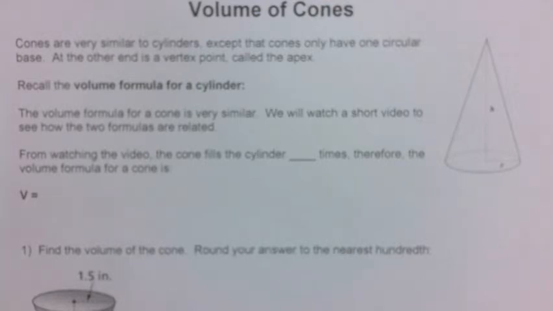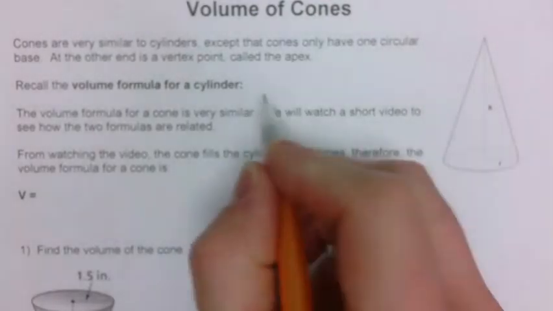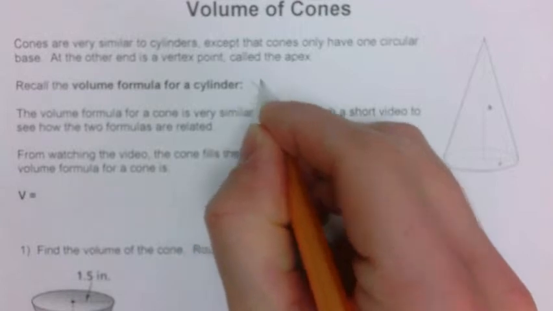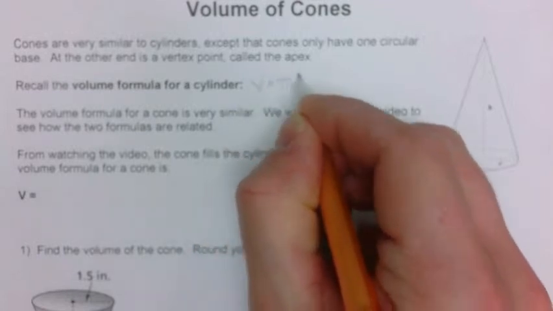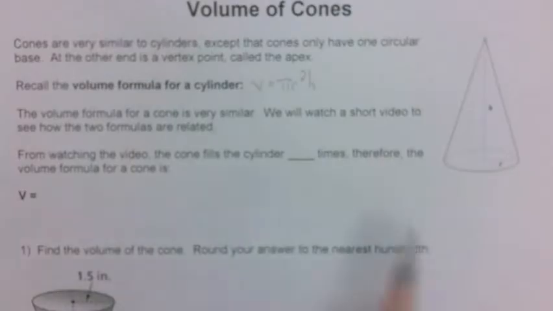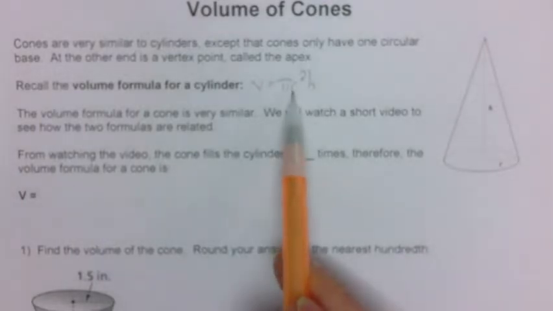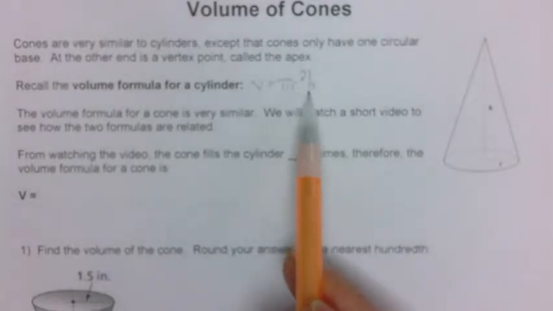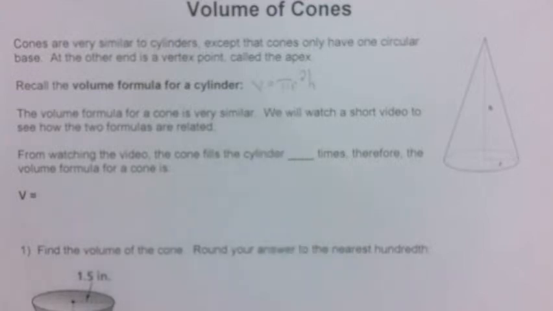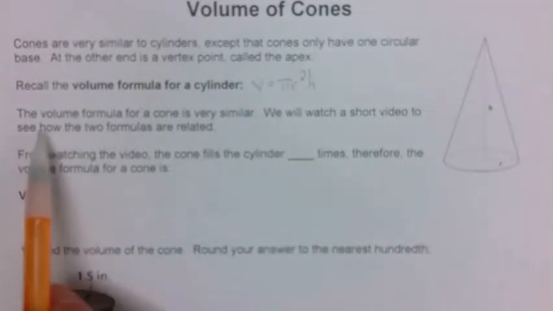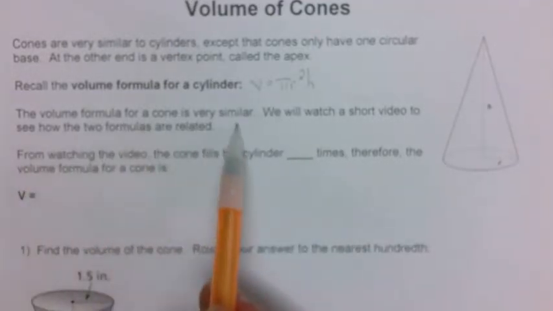Recall the volume formula for a cylinder. If we wanted to calculate the volume of a cylinder, we would use the formula V equals pi r squared times h. We would square the radius of the cylinder, multiply it by the height, and multiply it by pi as well. The volume formula for a cone is very similar.